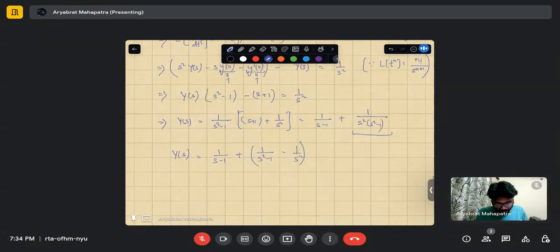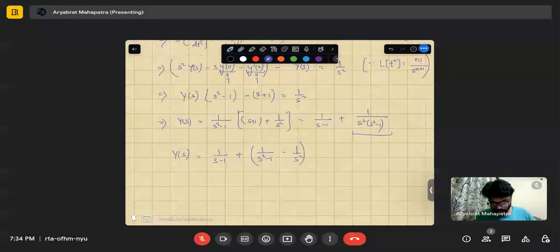So that is your final form of Y(s). That is how you get the final form of an algebraic equation. Then from here, the third and final step is to take the inverse Laplace transform of the algebraic equation that you obtained here.